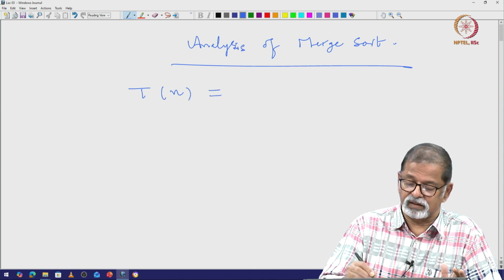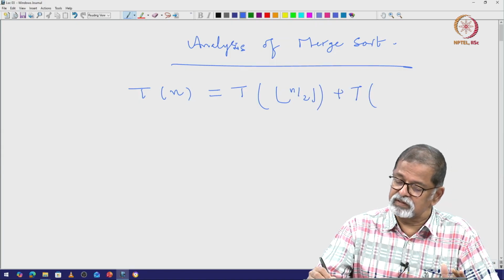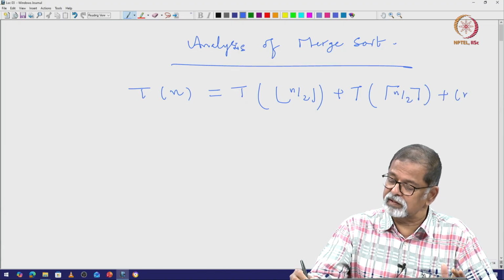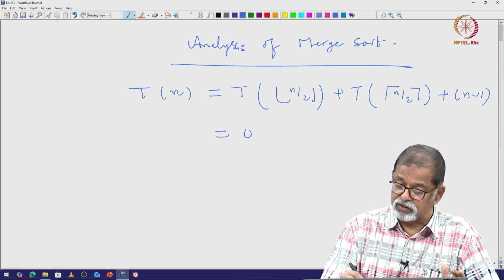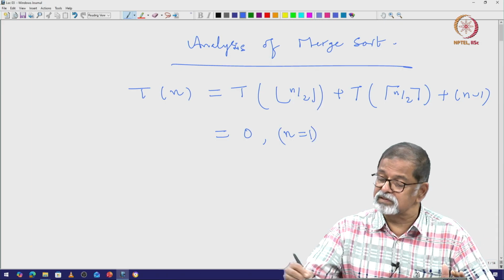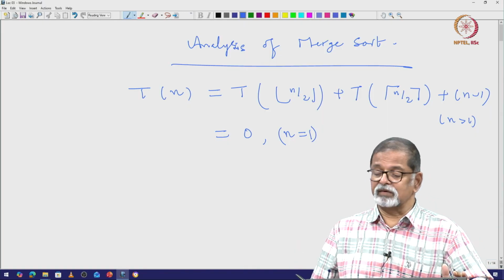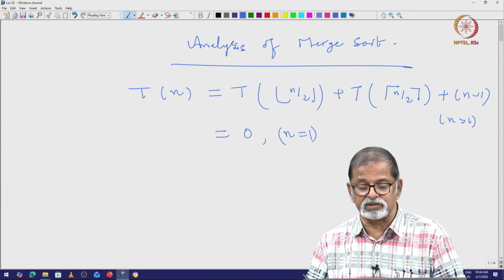T of n is T of floor n by 2 plus T of ceil n by 2 plus n minus 1, and this is 0 if n equal to 1, and this equation when n is greater than 1. When n is greater than 1, we have an expression, and when n equal to 1, it is 0.